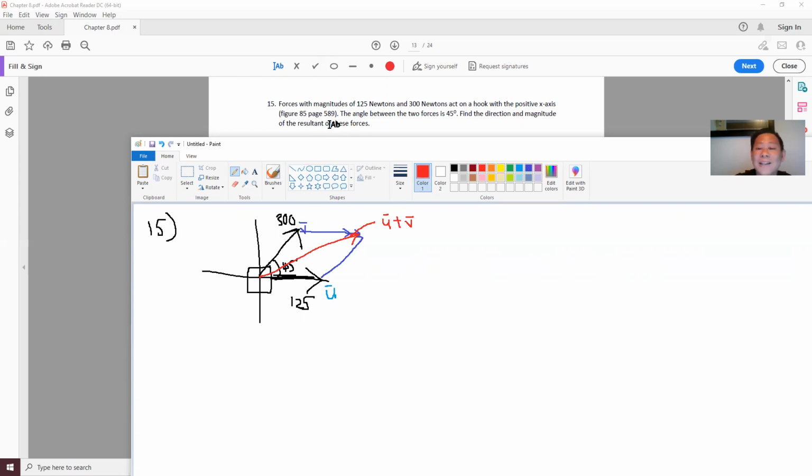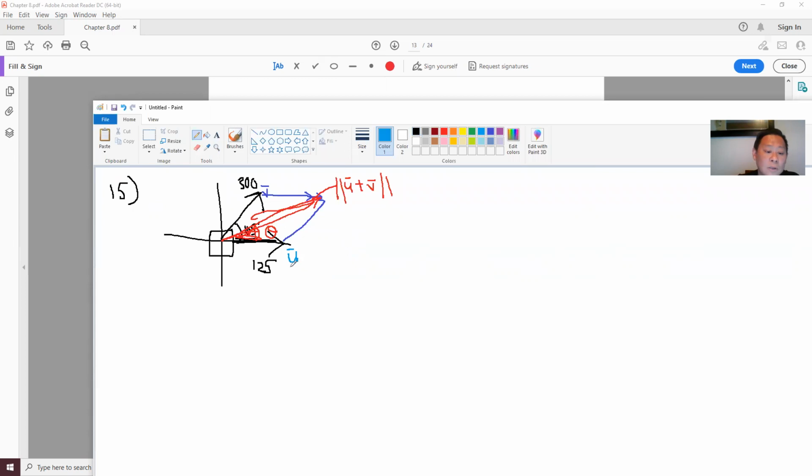But you have to find the magnitude. Magnitude means the length of this. So what is the length? And you also need to find the direction theta. Okay, so the question is asking you to find those two things. So the first thing you need to do, class, is to convert the vectors u and v into what we call component form. So you take the magnitude 125 times cosine theta. Now, because this vector u acts on the x-axis, this is 0 degrees.